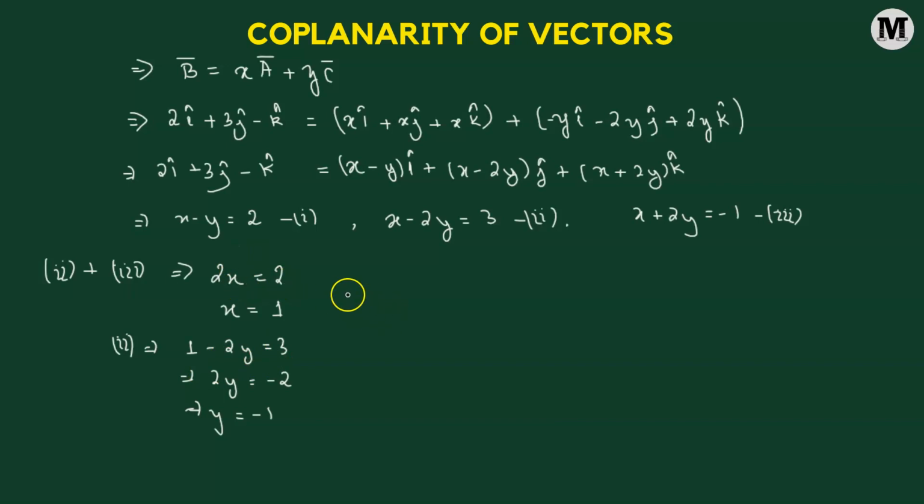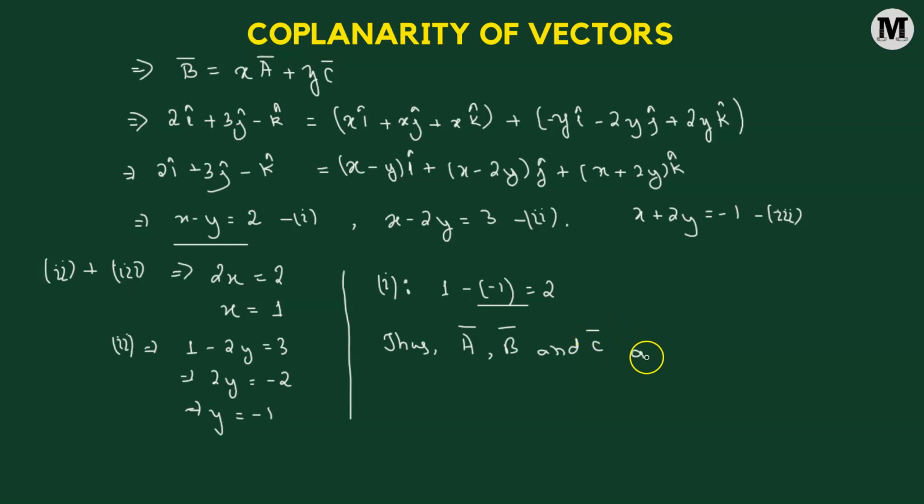Now we will substitute this in equation number 1. From equation number 1, we'll go to the left hand side. So here we have x minus y, where y is negative 1. So this is going to give us the value 2, which means that x equals 1 and y equals negative 1 is satisfying equation 1. And hence we can say that the three vectors a, b, and c are indeed coplanar. So we have successfully verified the problem.